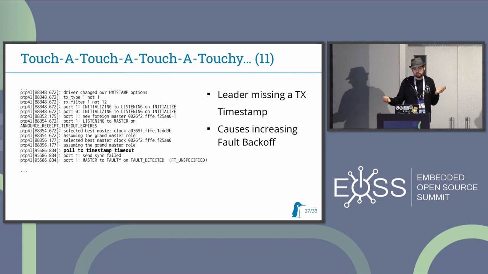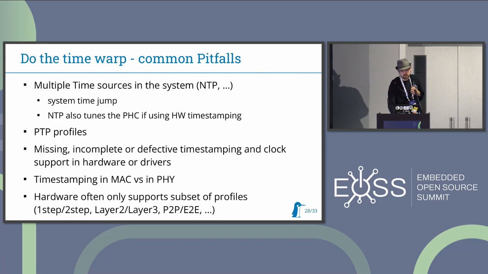And if Linux PTP fails to capture the interrupt or can't read it from the error queue, that's the way it is communicated back, it will basically go in a fault state and will back off for several seconds and will not synchronize or start resynchronization for several seconds. And basically that's the line you want to scan for, and there is an option you can set to make that more resilient. So, some common pitfalls.